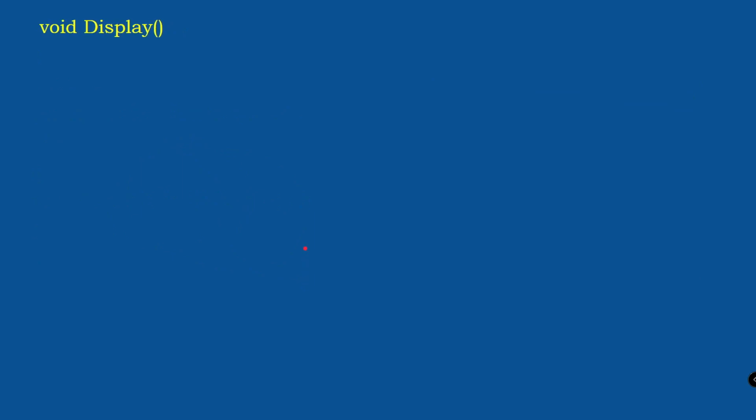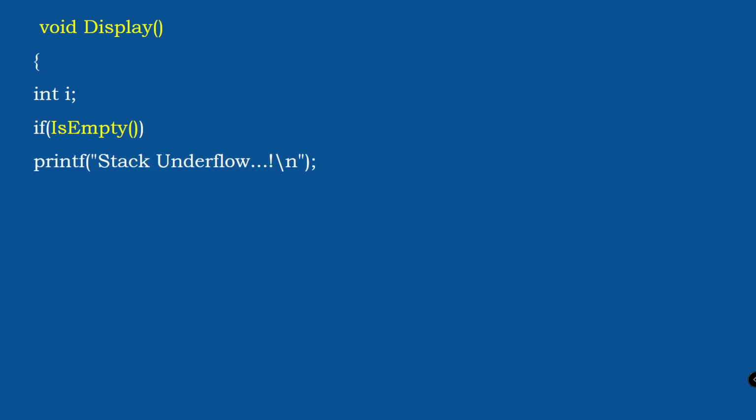So next is the display. This function will display the elements on the screen. So how to display? For that it needs an integer variable I, and it checks if the stack is empty, because we cannot display from an empty stack. So we have to check whether the stack is empty. If it is empty, the stack underflow message is given on the screen.